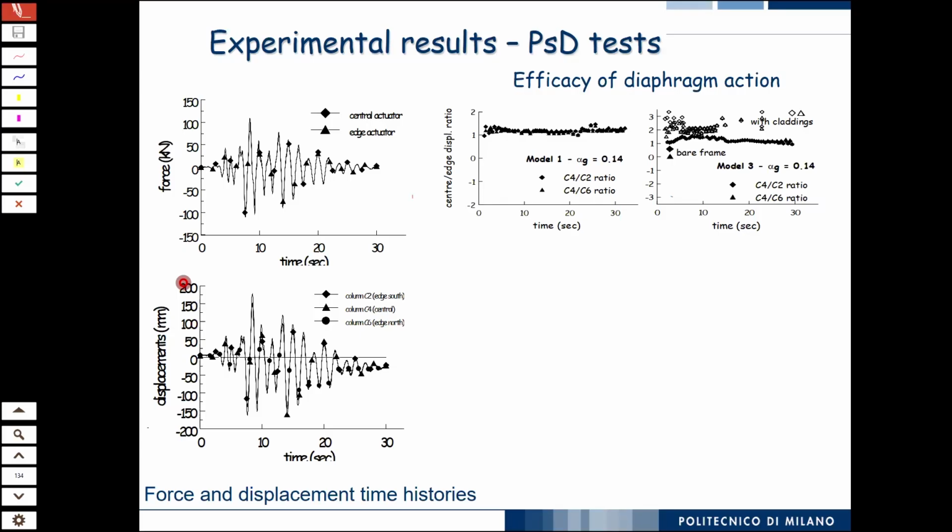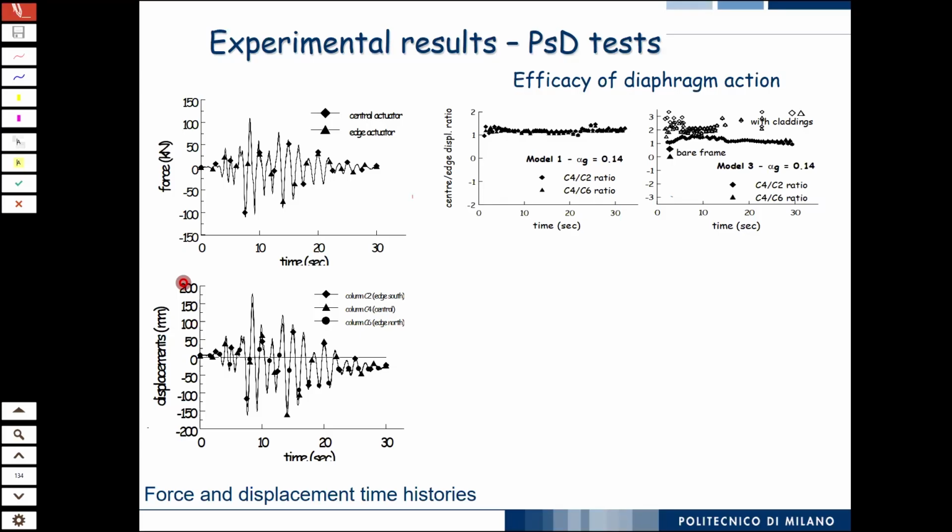And how can you guarantee the perfect diaphragm action? Well, we have seen yesterday, perfect diaphragm means that all the frames displace in the same way. So we calculated the ratio between the central column and the outer column. And you see that here, at 0.14 G, this ratio is close to 1. So that was okay.